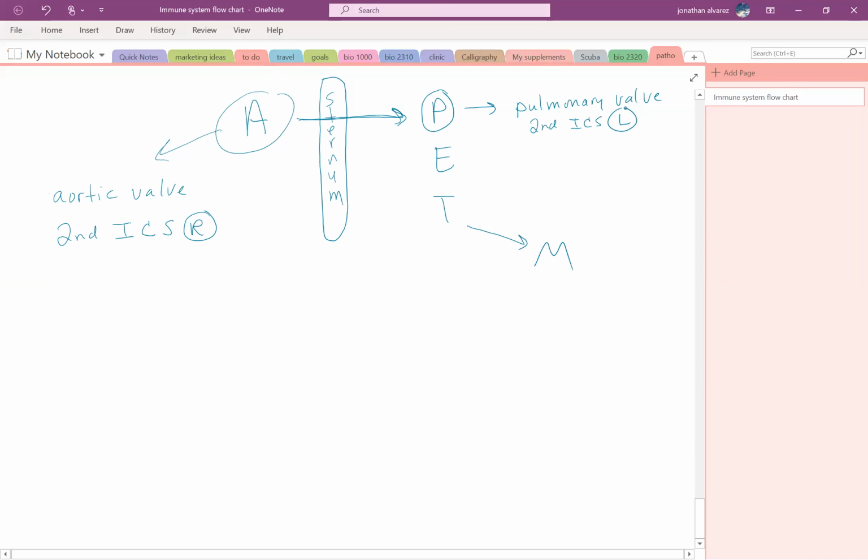Okay. Now keep in mind, this is not necessarily the actual location of the valve. This is where you hear the valve the best. So don't confuse actual anatomy location versus this is just where we hear it the best. That's what this stuff means. All right. So you hear the pulmonary valve the best over second intercostal space on the left.